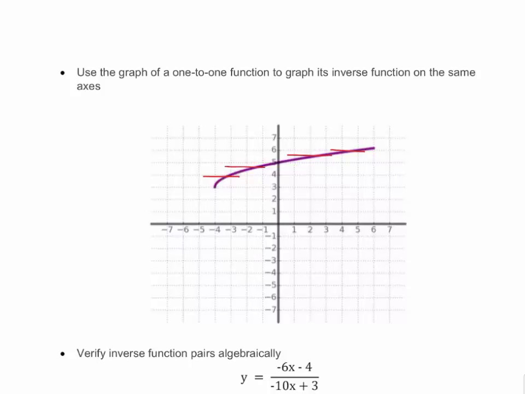One way to find the sketch is to look at these points right here. This point is (-4, 3). For the inverse function, our x and y coordinates will flip, right? So I need to find the point (3, -4). (3, -4) is right here, and it's going to be one of the points on the graph of my inverse function.